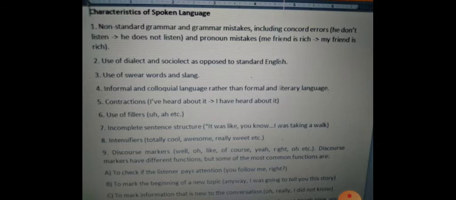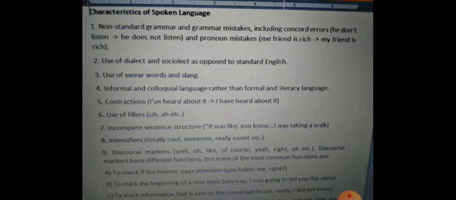For example, totally, cool, awesome, really, sweet, nicely, highly. All the intensifiers would be excessively used in the spoken language. Then there would be discourse markers like well, oh, like, of course, yeah, right, oh.